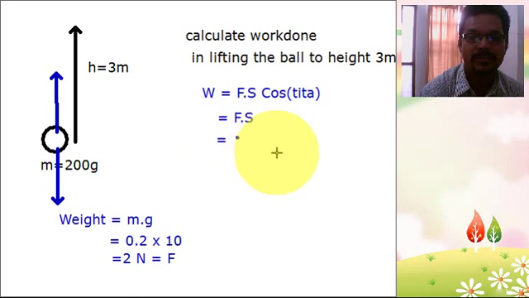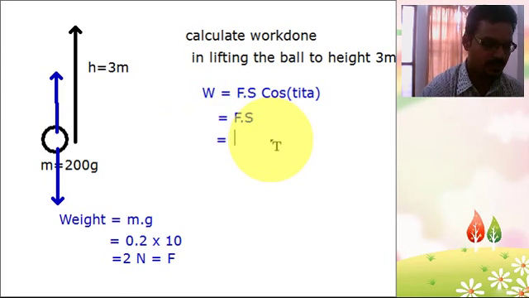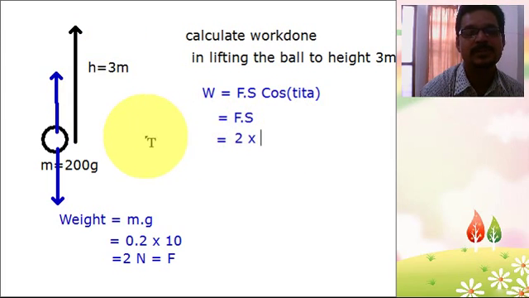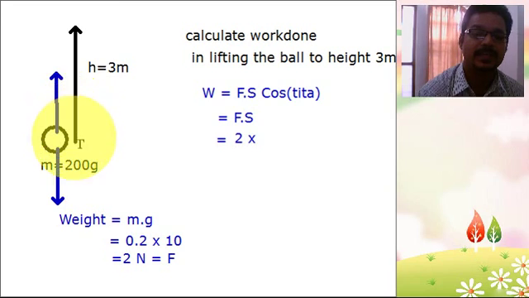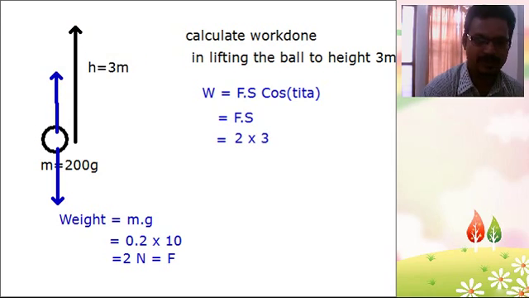Now come back to here. The force value is 2 newtons into how much displacement? Don't think of displacement as always horizontal. The height moving up, or the height going down, is also displacement. So here the displacement is 3 meters. So the answer is 2 into 3, 6 joules.